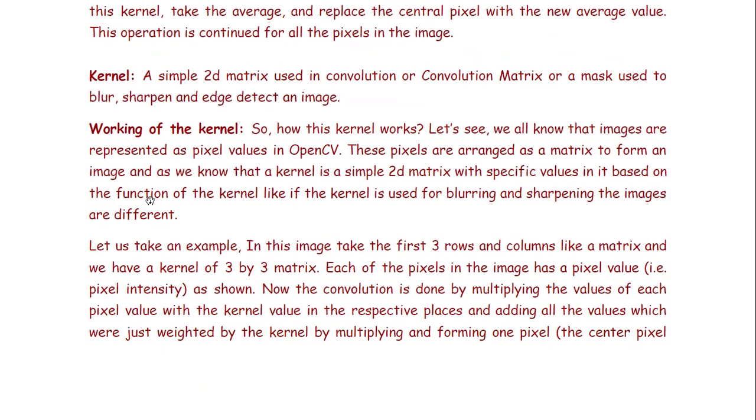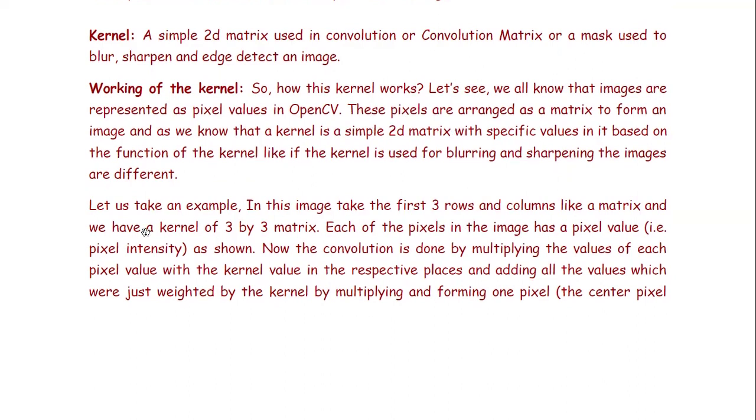Now, how does it work? We all know that images are represented as pixel values in OpenCV, and these pixels are arranged as a matrix to form an image. And we also know that a kernel is a simple 2D matrix with specific values in it based on the function of the kernel. Like if the kernel is used for blurring or sharpening the images, the values will be different, right? So basically, it is a 2D matrix, and the values may be different for different purposes like blurring, sharpening, edge detection.